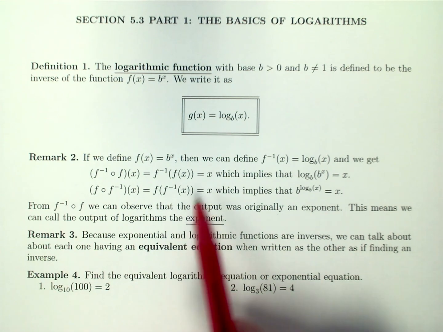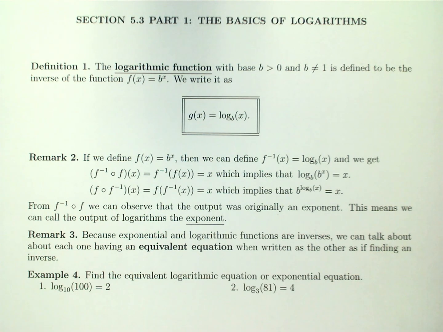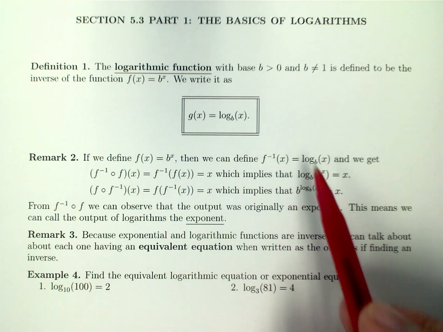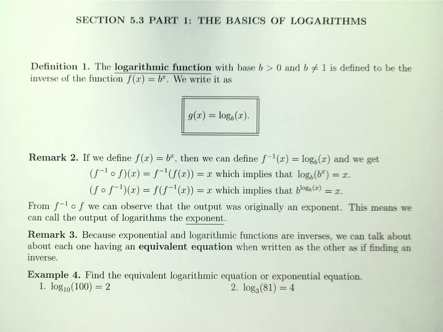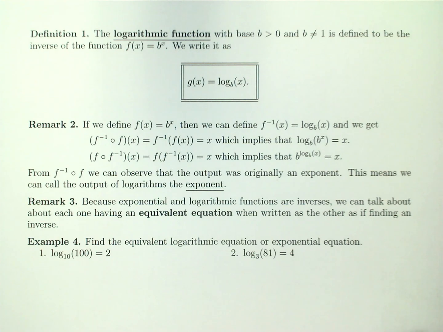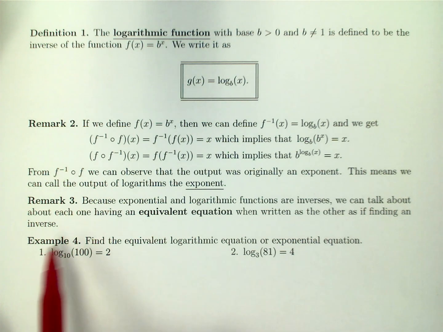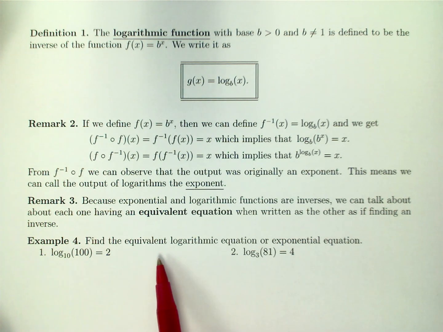Okay, and then notice that here we have a base, so we have to have a base to define a logarithm, otherwise it doesn't make sense. And that base is always equivalent to the base of an exponent. All right. Because exponential and logarithmic functions are inverses, what we can do is talk about equivalent equations between one logarithm and one exponential function. And if we do this, this will sometimes help us understand what logarithms actually say.